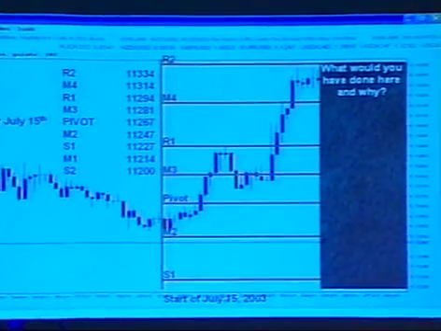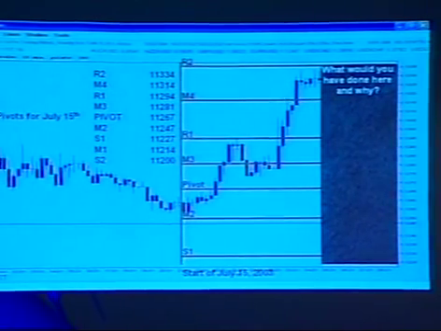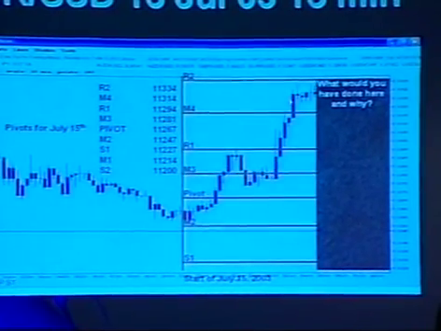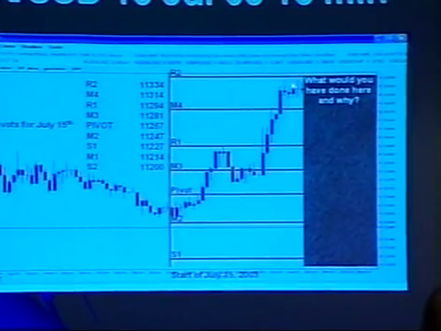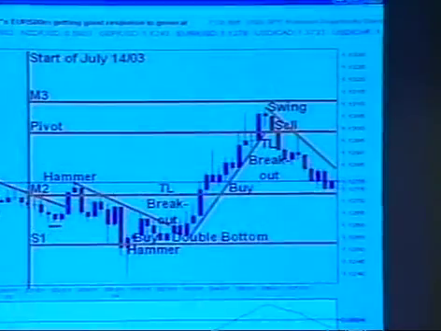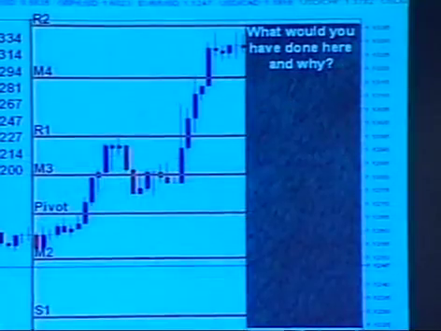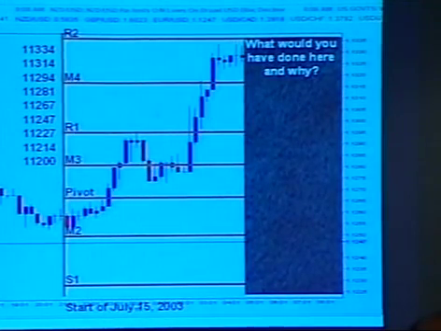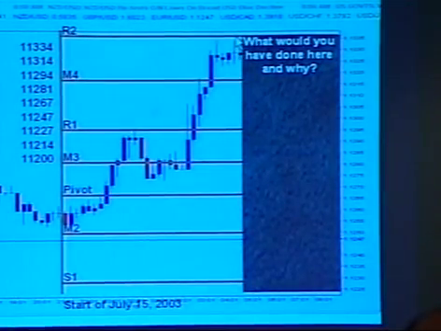Okay, what would you do here? Why? Spinning top, spinning top. Boy, we got a spinning top, and we've got a double top, spinning top right there. Get rejected at R2. And it was at a resistance level. It was bumping up against R2, which is a sell point or a resistance level.